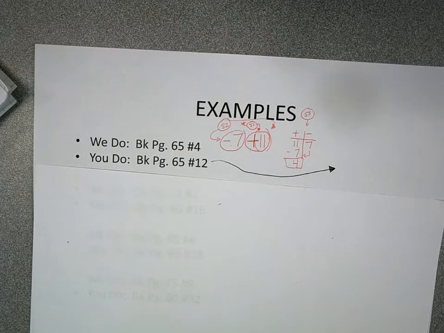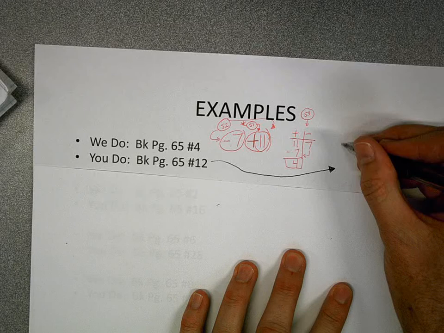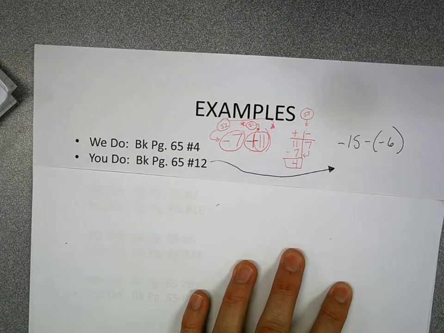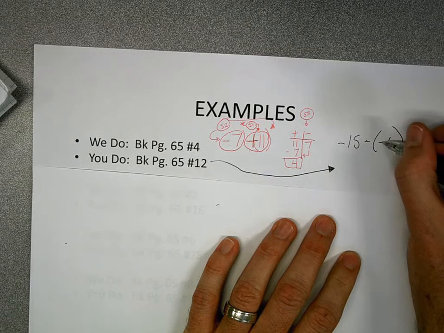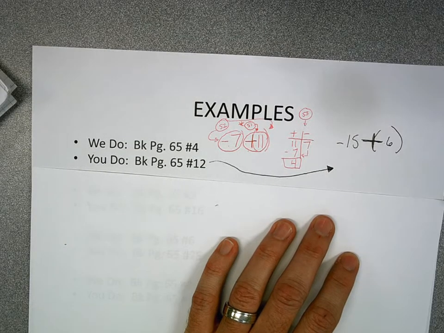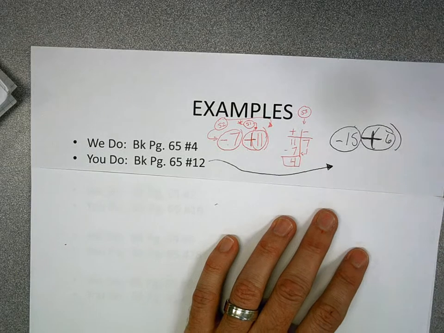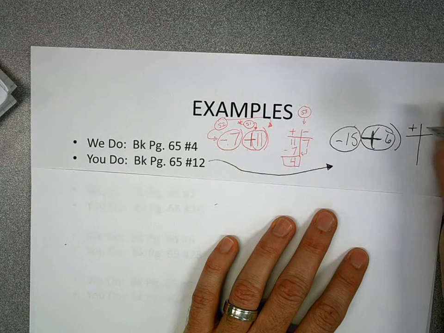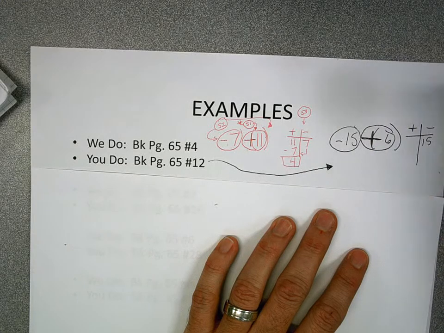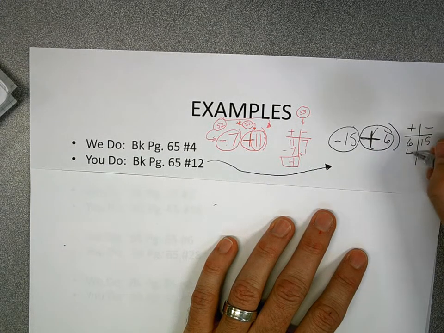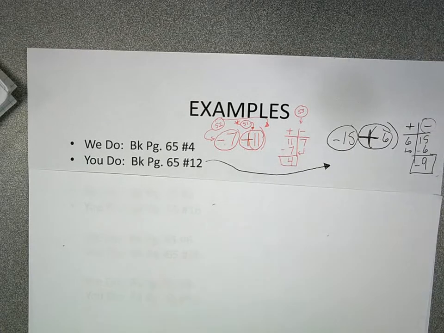Problem number 12 was negative 15 minus negative 6. Step 1: subtraction of a negative number. It's a double negative, so I get rid of it by creating a big positive, a big addition sign. I then circle my integers: negative 15 and positive 6. When I build my T-chart, I have 15 on the negative side and 6 on the positive side. Different sides, I subtract and get 9. It's on the negative side, so our answer is negative 9. Subtracting a negative 6 was the original question, so we got rid of the double negative by making it a big plus sign.